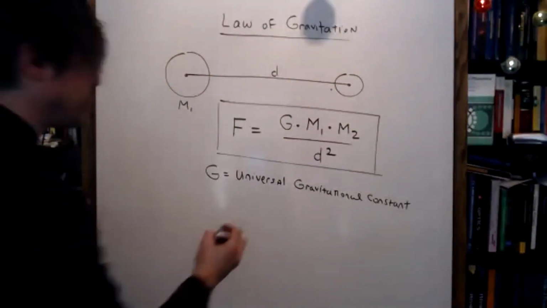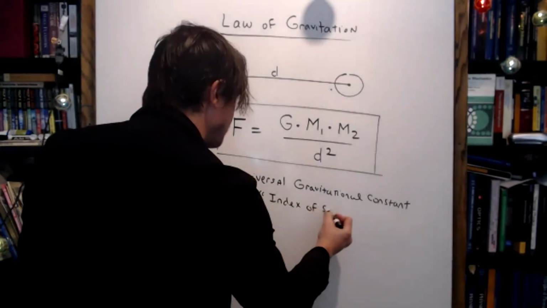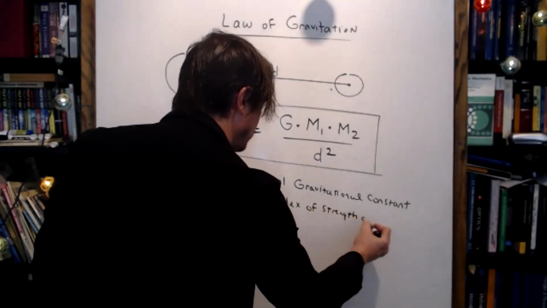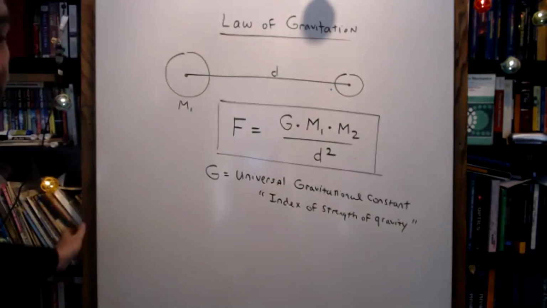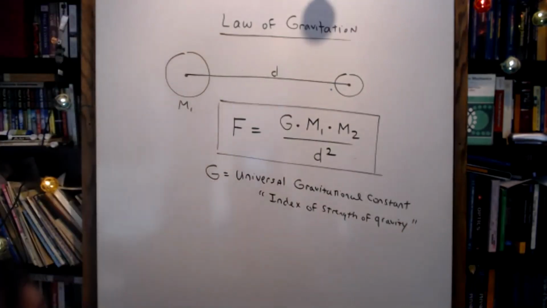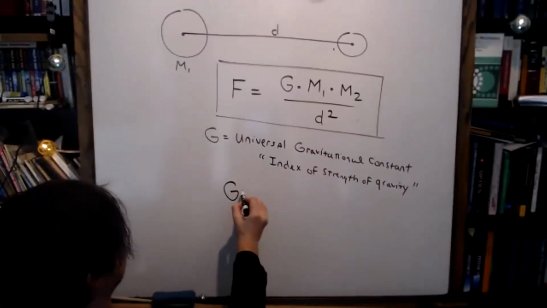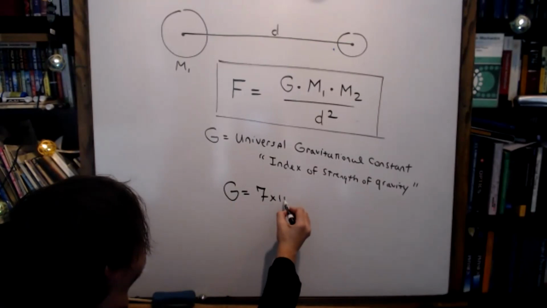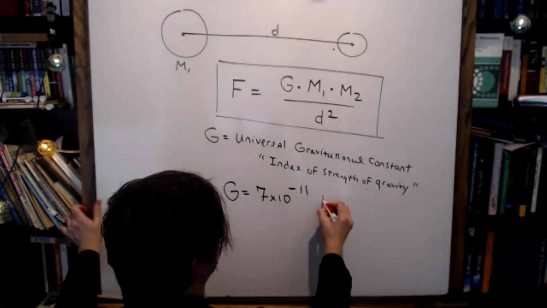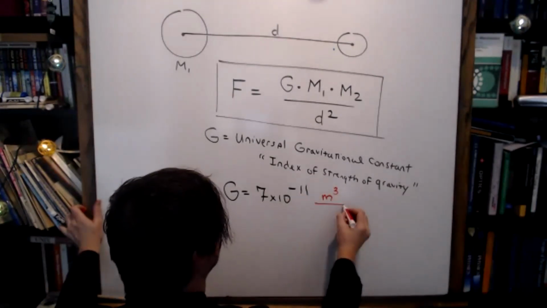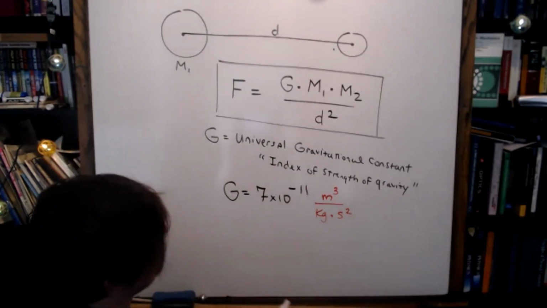you can think of the universal gravitational constant as an index of the strength of gravity. And according to Cavendish, it has the following value. Big G is equal to approximately 7 times 10 to the minus 11. The units are meters cubed per kilogram per second squared.